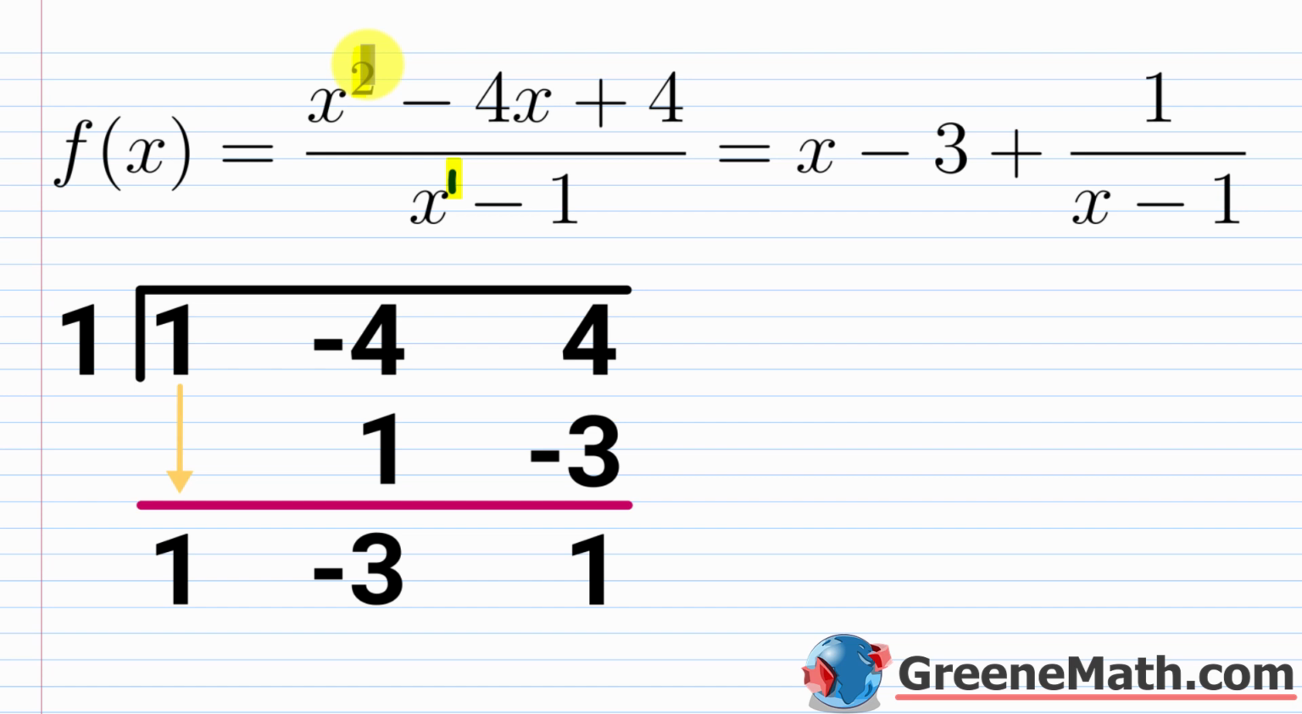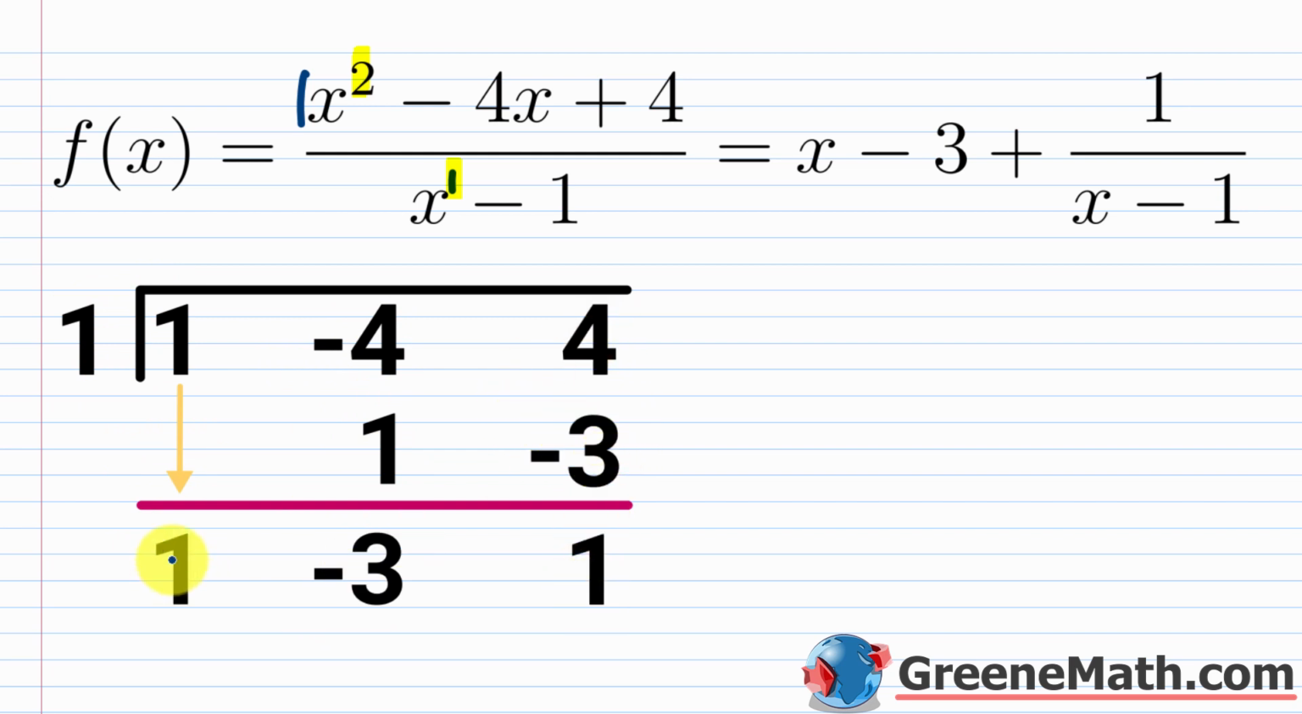We set up some long division. So this coefficient is a 1. That's why you have a 1 there. This is negative 4, and then this is a 4. So 1, negative 4, and 4. This is in the form of x minus k. So your k here is 1, so that goes out here. Drop this down. 1 times 1 is 1. Negative 4 plus 1 is negative 3. 1 times negative 3 is negative 3. 4 plus negative 3 is 1.